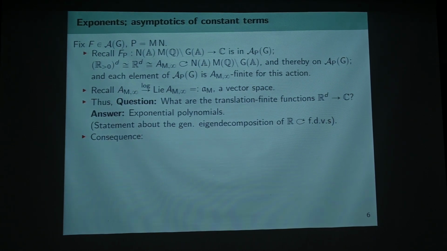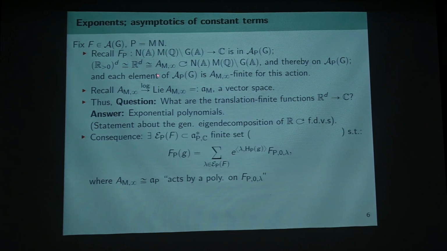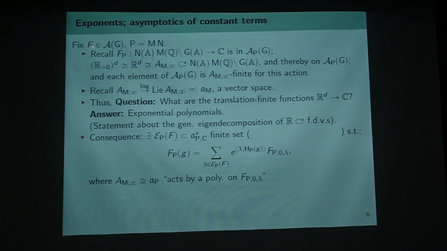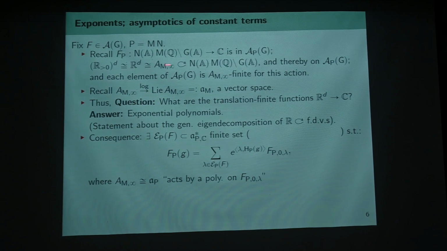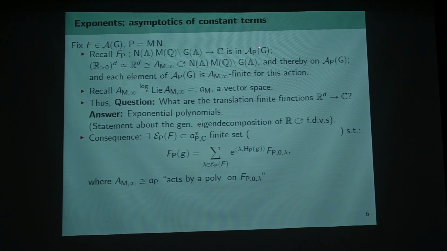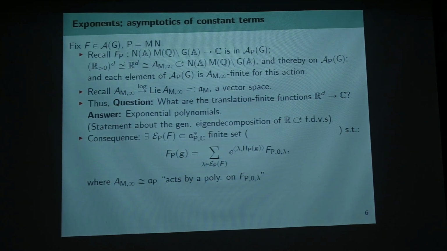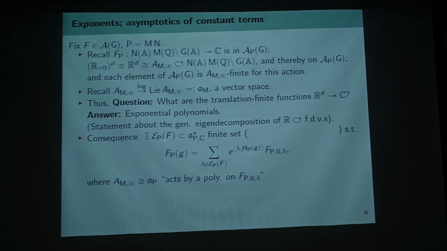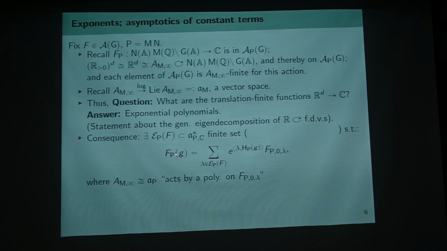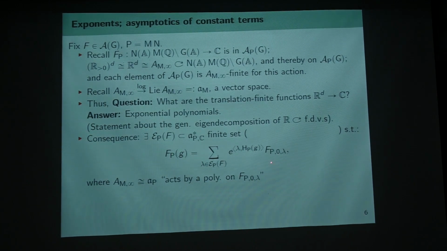So anyway, the consequence of this is as follows. Okay, so remember, given an automorphic form f, we want to study how this constant term f_P is behaving with respect to the action of this group A_{M,∞}, because this thing captures the analog of the height on the upper half plane. Okay, and the consequence is that you can always write the automorphic form f_P as an exponential polynomial.